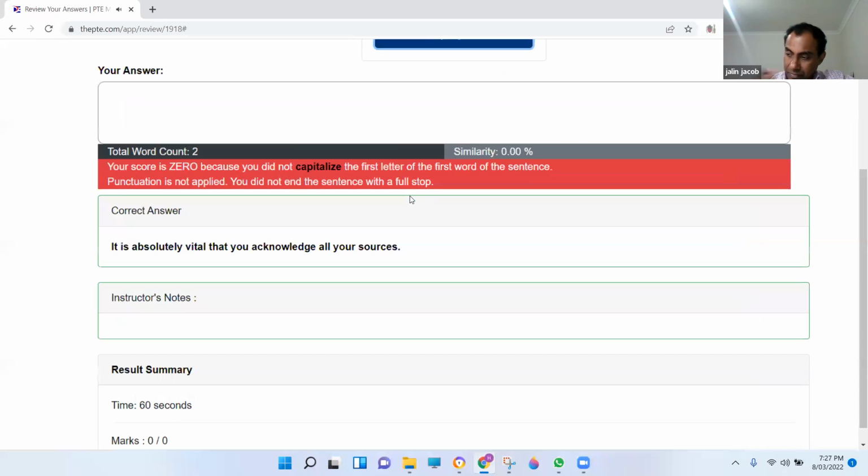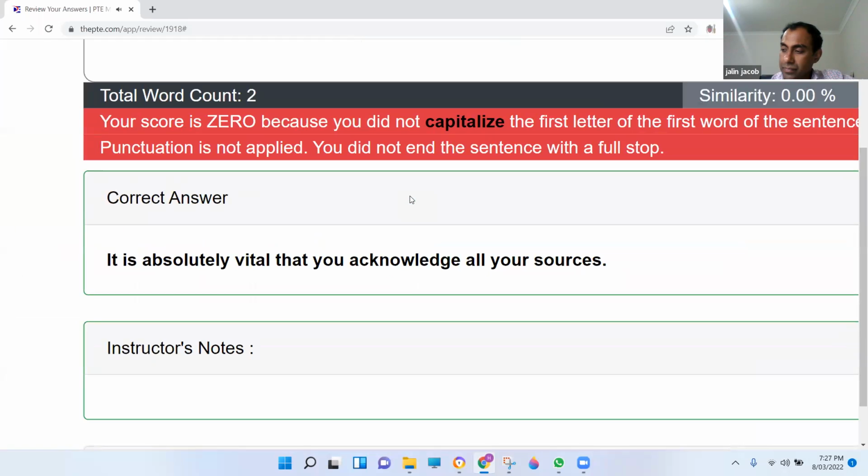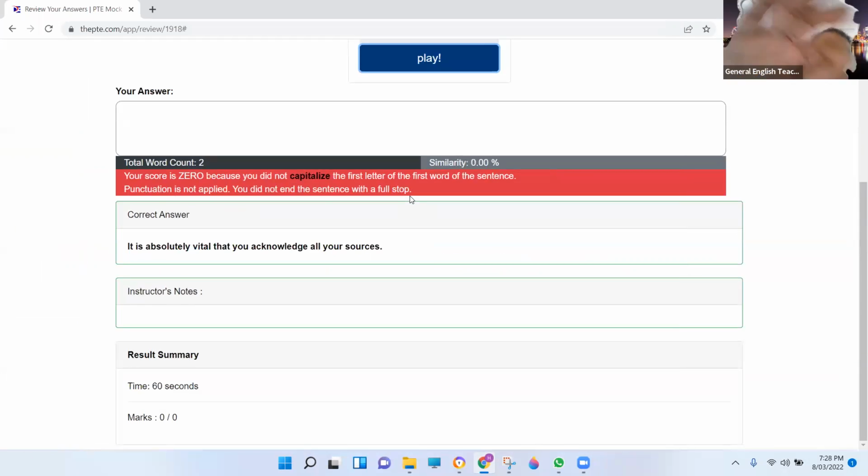It is absolutely vital that you acknowledge all your sources. Okay, acknowledge. If you misspell acknowledge, you don't get the point for it. Remember, it should be right on, bang on the spot. So, do you want one more or is that enough? Is that enough? Yes, you promised to practice at home.